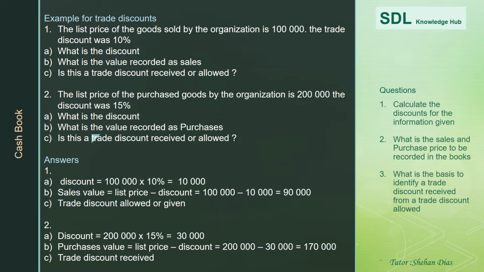The second question: list price of purchased goods by the organization is 200,000. Discount was 15%. Again, what is the discount? What is the value recorded as purchases? And is this a trade discount received or allowed? So discount, 15% of 200,000 is 30,000. The purchase value is the after discounted price. So list price 200,000 minus discount 30,000 is 170,000. Since the organization got this discount from its suppliers, it will be trade discount received as an income.